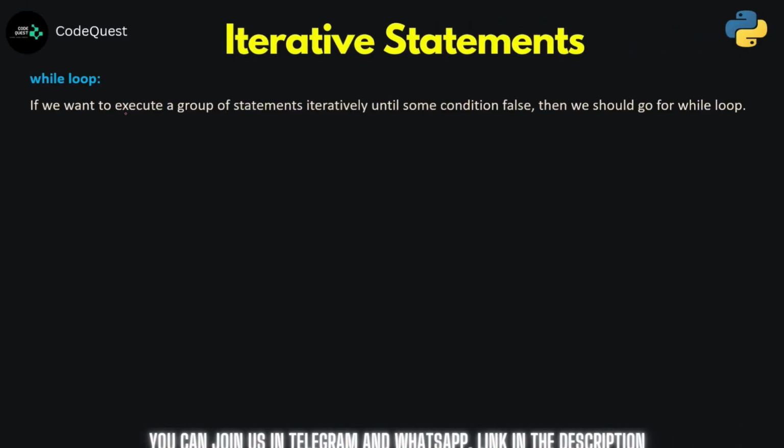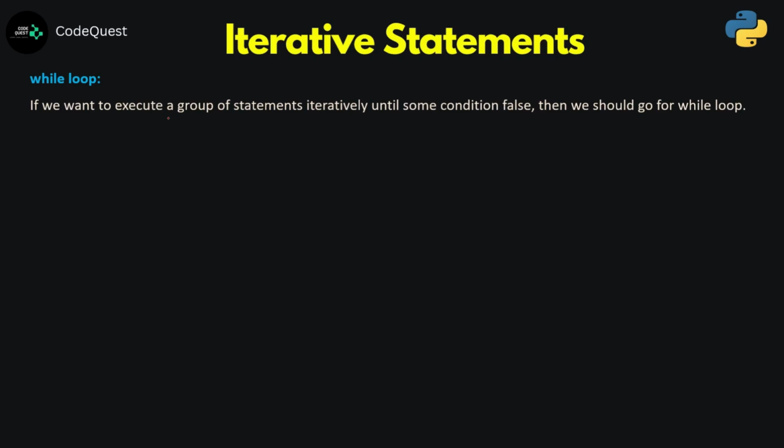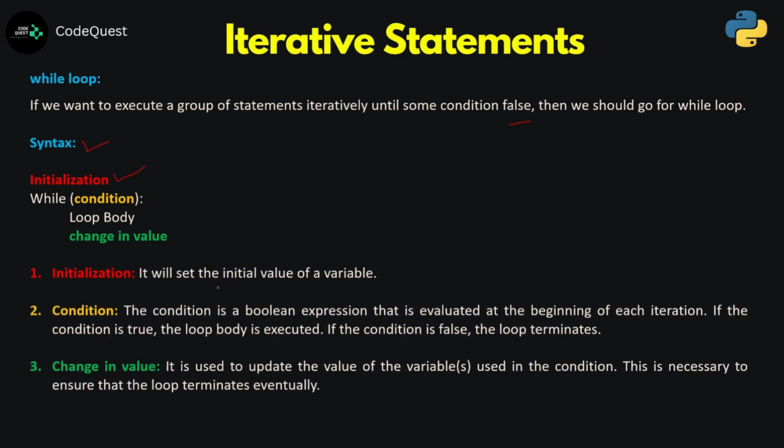So the while loop is another category of iteration statement, which we can use to execute a group of statements repeatedly until some condition becomes false. Now the syntax has three parts. One is your initialization, which sets the initial value of the variable, and there is a condition, which is a boolean expression evaluated at the beginning of each iteration.